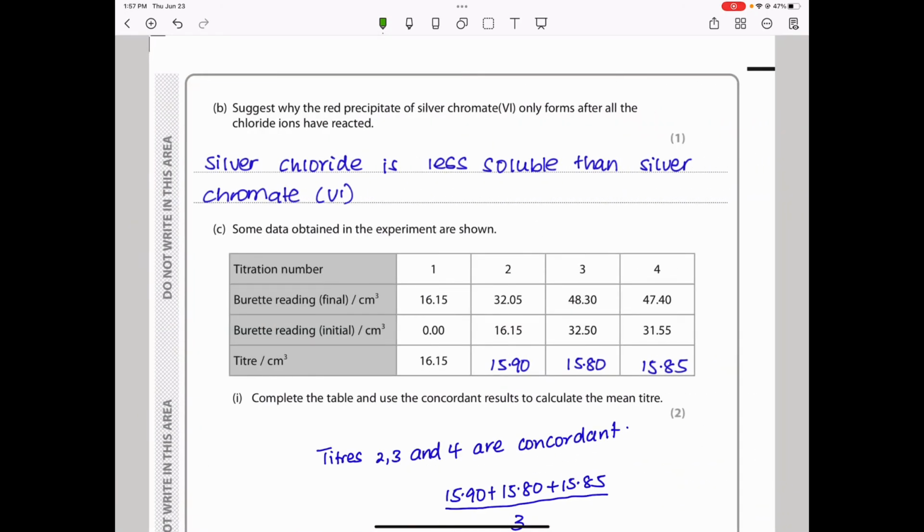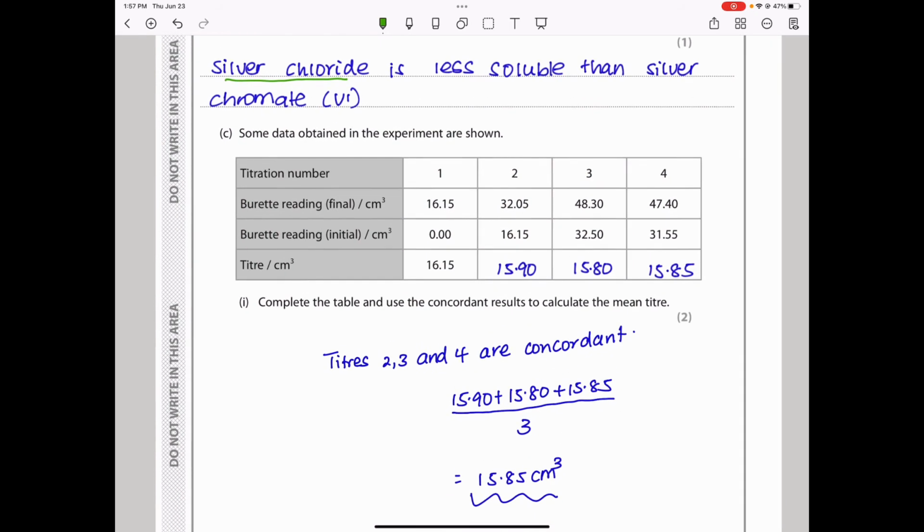So here they say suggest why the red precipitate of silver chromate only forms after all the chloride ions have been reacted. What we need to know is that the silver chloride is going to be less soluble than the silver chromate, and because of this, it ensures that the reaction is only going to occur after the silver chlorides have been removed, because silver chloride is less soluble than the silver chromate.